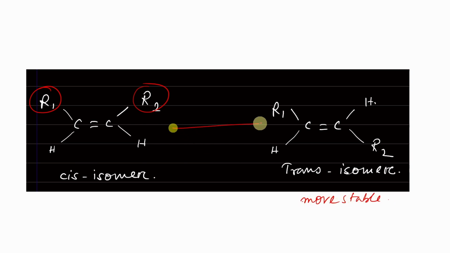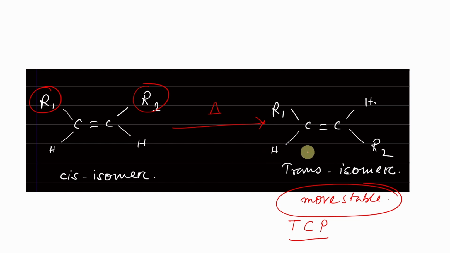So if you heat this oil, this fat, for a longer time at high temperature, for example multiple frying, what is expected? Slowly these cis will be converted to trans. Why? Because it's more stable. So you can say it's a thermodynamically controlled product, or TCP. So multiple heating also increases the percentage of trans fat within a particular cooking oil.